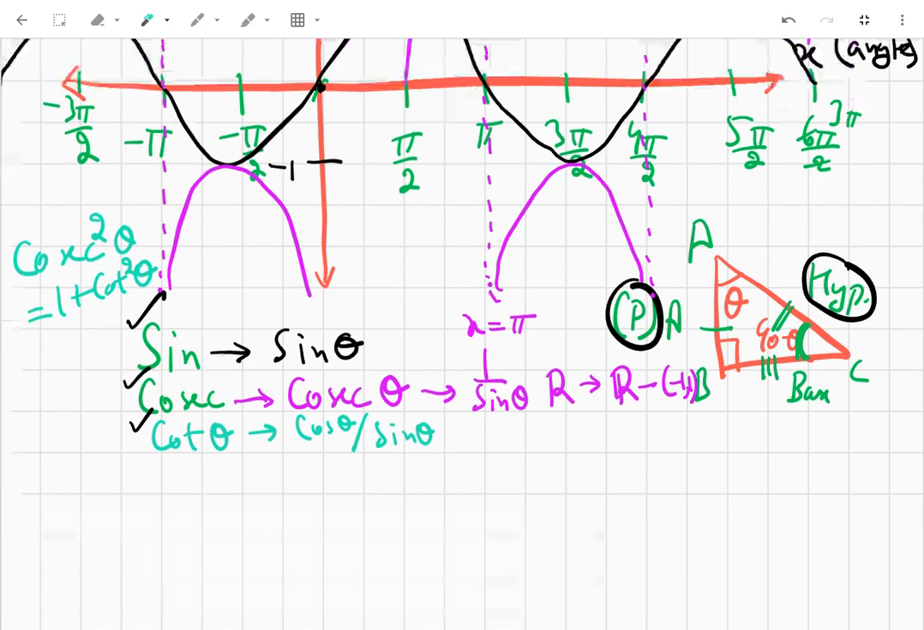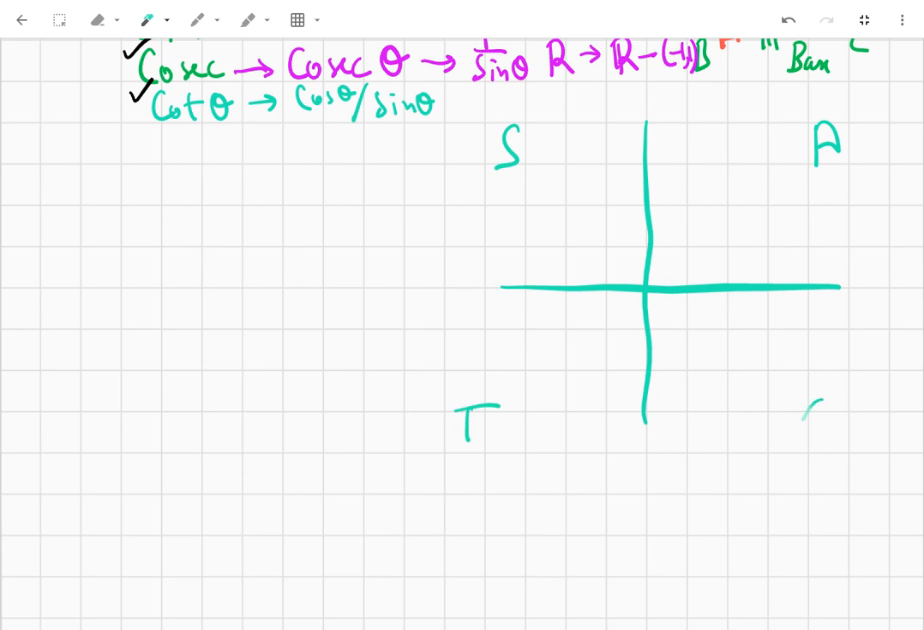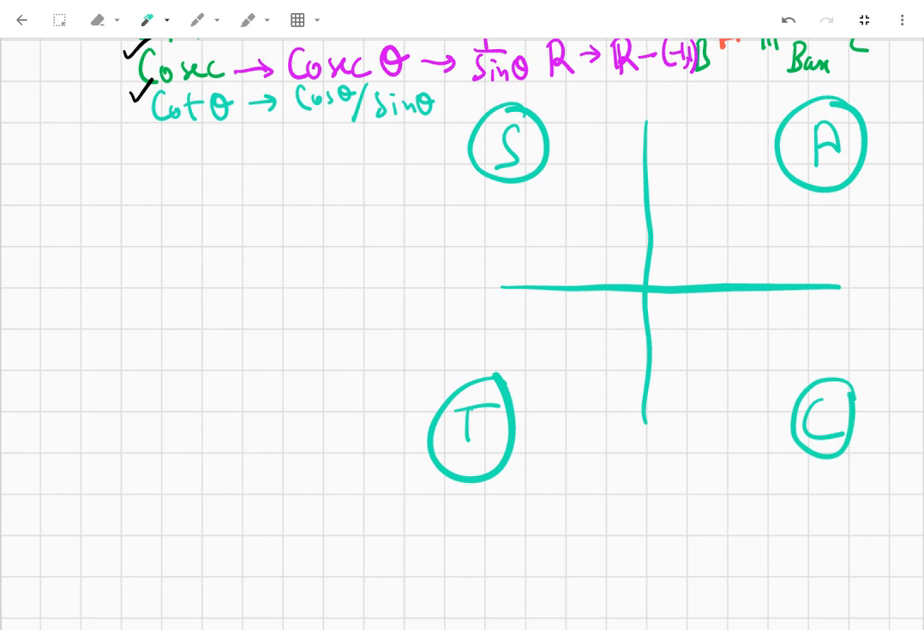Also, let us draw this unit circle. We know ASTC, right? All trigonometric ratios are positive. Sine and cosecant are positive. Tangent and cotangent are positive. And cos and secant are positive. Okay.